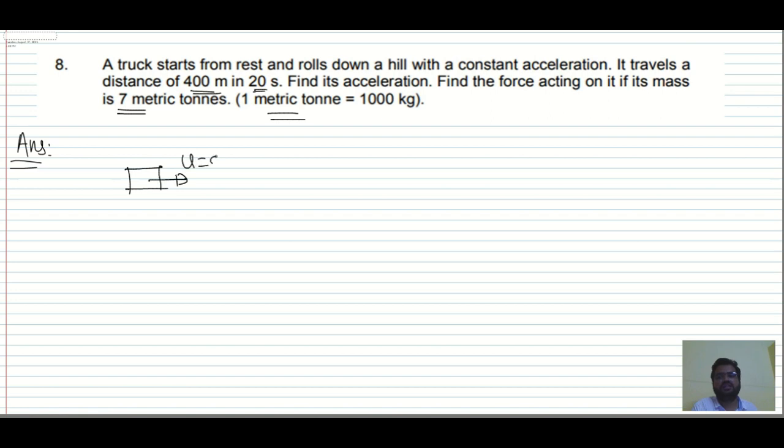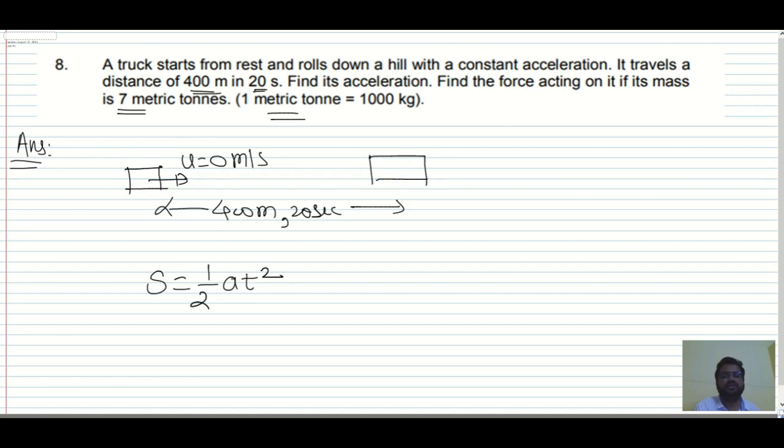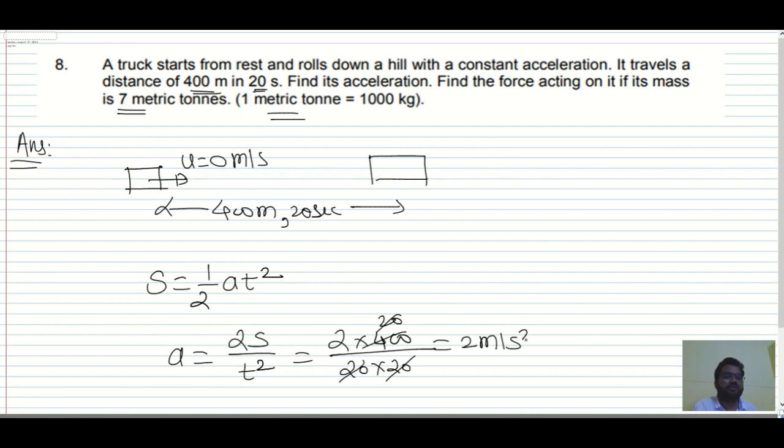which starts initially at rest, 0 meter per second, with a constant acceleration, and it travels a distance of 400 meter in 20 seconds. So we have s is equal to ut plus half a t squared. Here u is 0, so that's why I am taking this one only. Acceleration we have is 2s by t squared. So 2 into what is s? 400, divided by t squared, that is 20 into 20. So this gets cancelled, and we got acceleration as 2 meter per second squared.